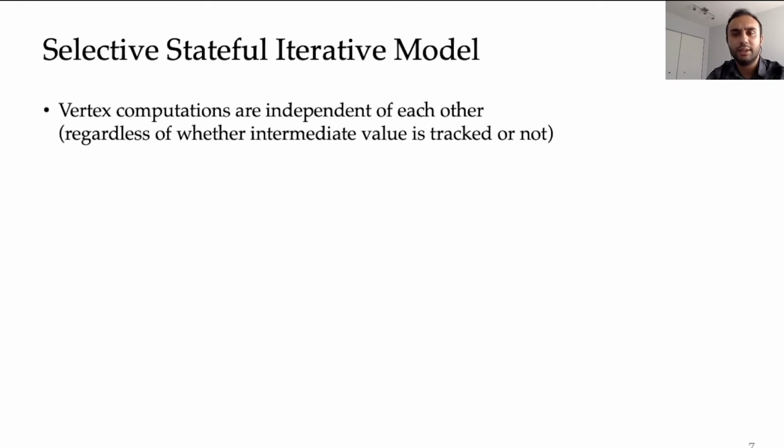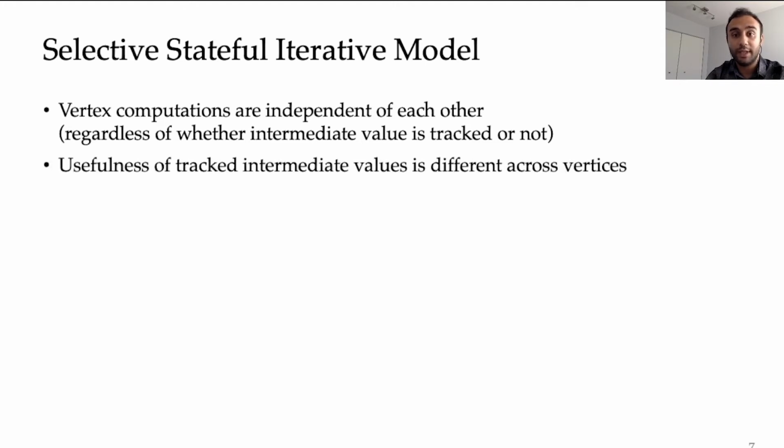The first insight is that vertex computations within an iteration are independent of each other. So incrementally computing a vertex value is only dependent on the intermediate state saved for that vertex, and it is not dependent on the state for other vertices. And the second key insight is that the usefulness of different portions of the intermediate state is different. This means intermediate states for certain vertices would end up reducing more computation than those for other vertices.